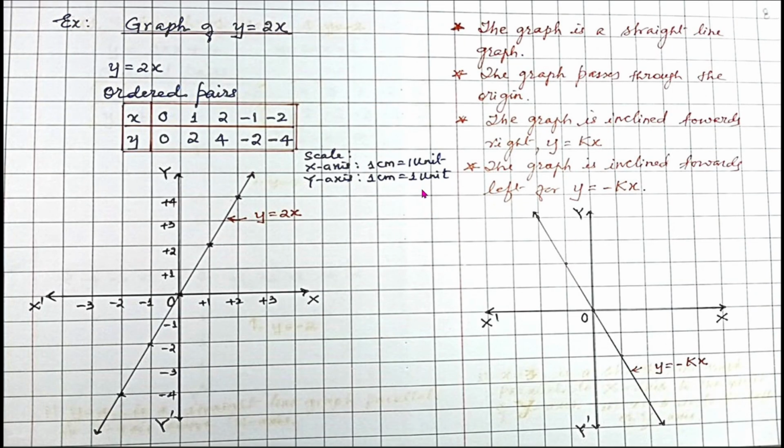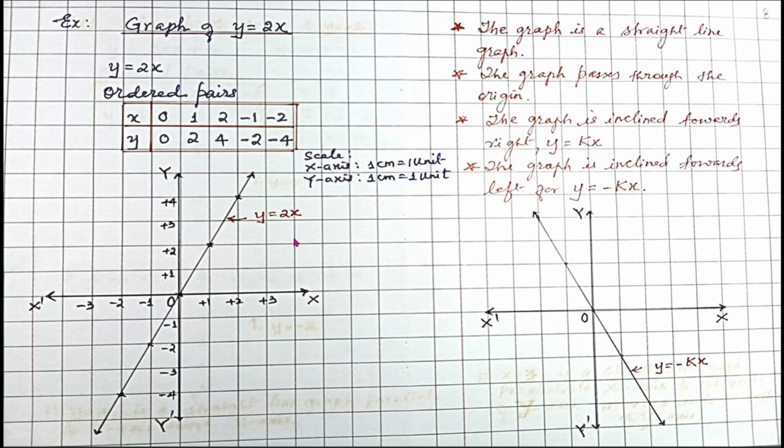Remember that. Now one more important graph, that is the graph of y is equal to 2x, or we can generalize it as y is equal to kx. Let us see what the graph is here. Now y is equal to 2x. Let us get the ordered pairs first. For different values of x, we have to find different values of y. If x is equal to 0, y is 0. If x is 2, y is 4. If x is 1, y is 2. If x is minus 1, y is minus 2. If x is minus 2, y is minus 4. We have got the ordered pairs.